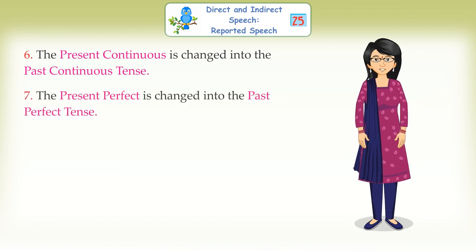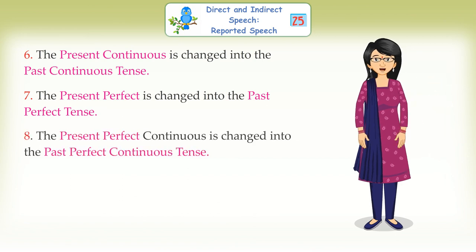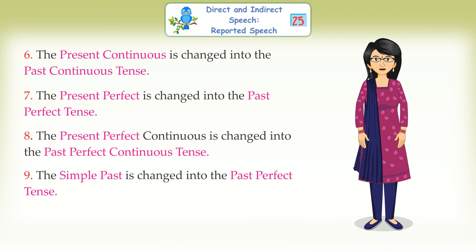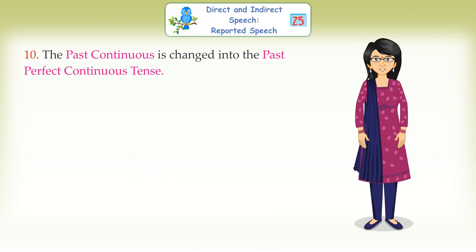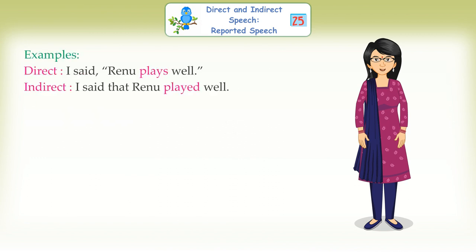The present perfect is changed into the past perfect tense. The present perfect continuous is changed into the past perfect continuous tense. The simple past is changed into the past perfect tense. The past continuous is changed into the past perfect continuous tense. The past perfect and past perfect continuous tenses do not change.